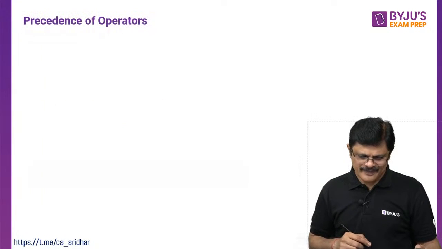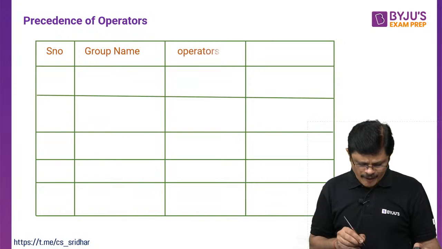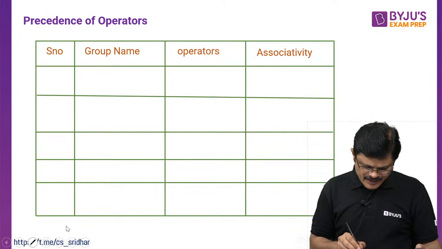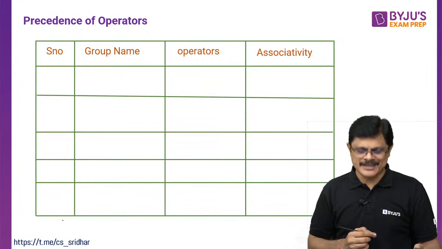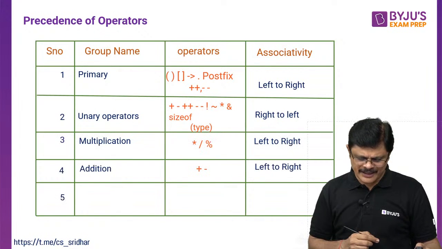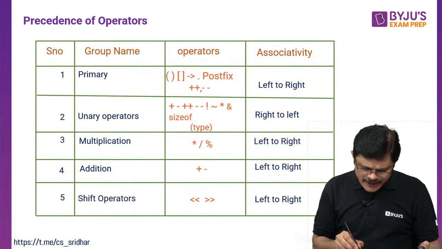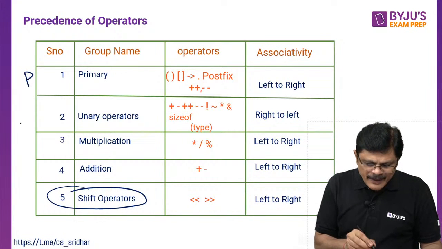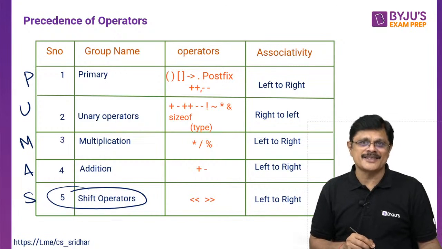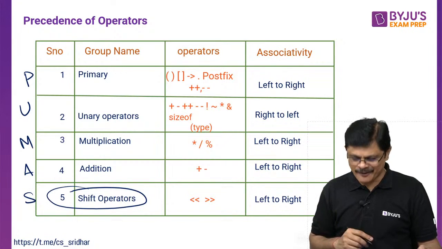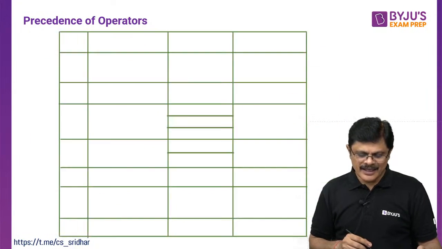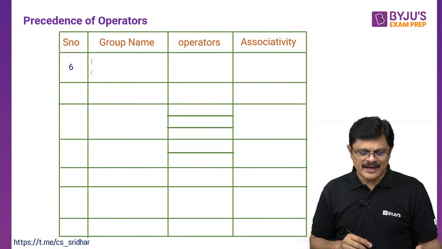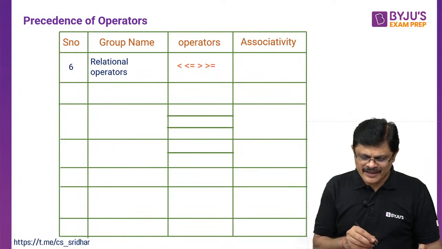Okay. Now precedence of operators. Let me quickly give. Tomorrow I'll repeat it once again. So let me write all these operators. See, this shift we have not completed, sir. Shift we'll do tomorrow. So here we remember like P, U, M, A, S, Pumas or Pumas, whatever way you read it. The next one is R, relational, R.